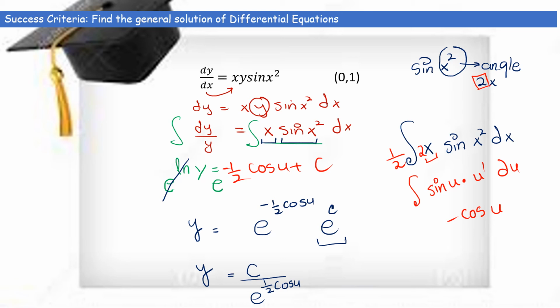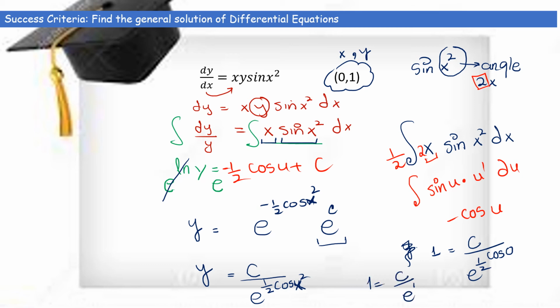But still you have the initial condition, that means the x value and the y value. So it means you have to solve for c. So y equals c over e to the power half cosine x square. Now in place of y, write down the 1, and in place of x, you have to write down the 0. So 0 square means 0, and we know that cos 0 is equal to 1. So 1 equals c over e to the power half.